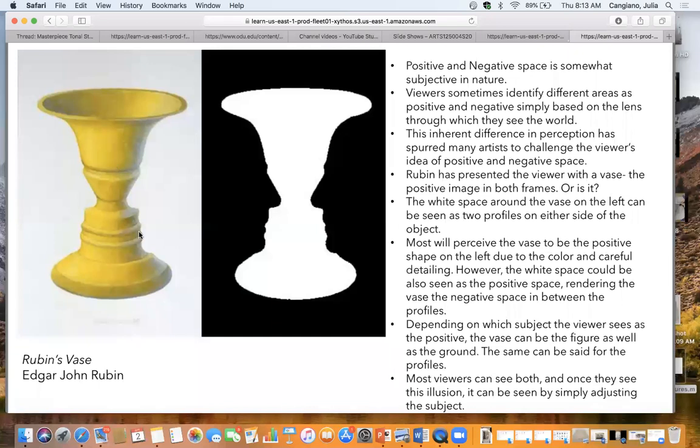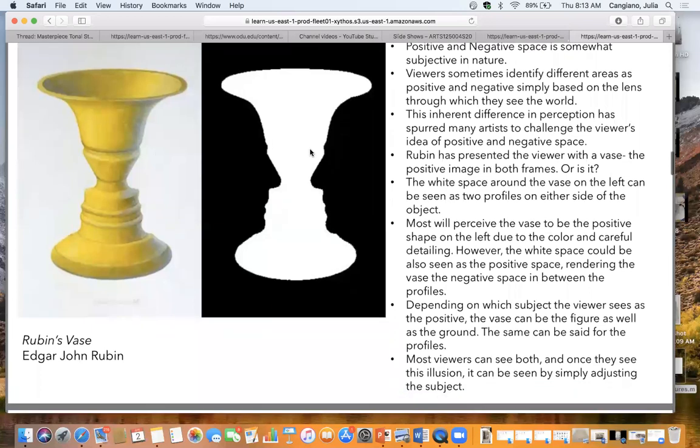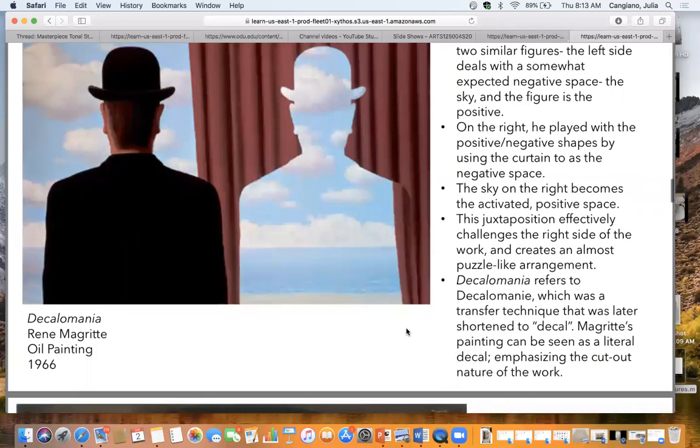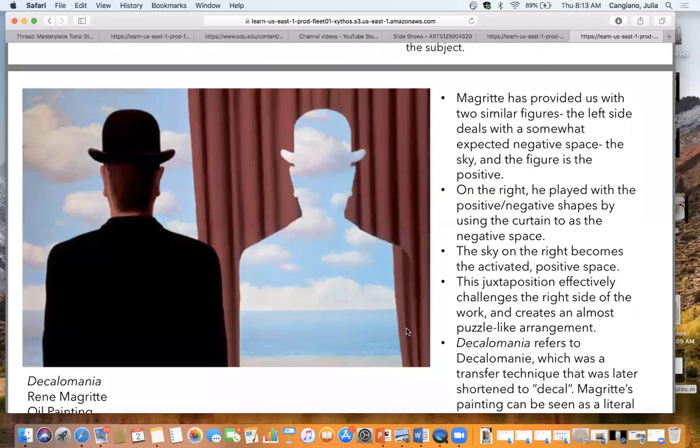And he's calling that into question here by adding in all the detail and the color and everything. I'm trying to make it harder for you to see, but it is very clear on the right. And I said at the bottom here, most viewers can see both, and once they see the illusion, it can be seen by simply adjusting what you consider to be the subject of the painting. So that's pretty clear as well.